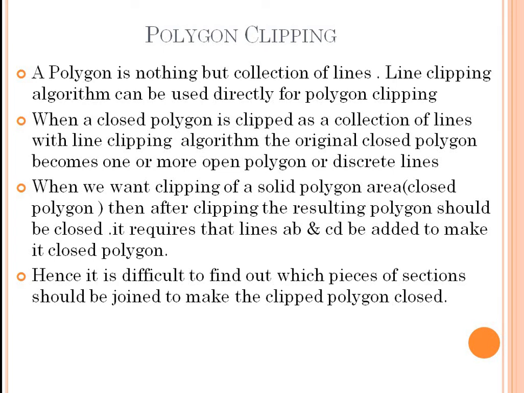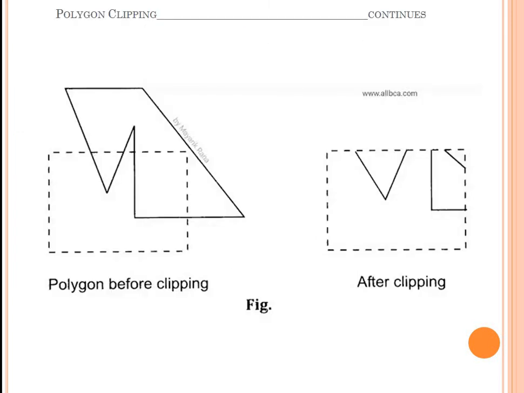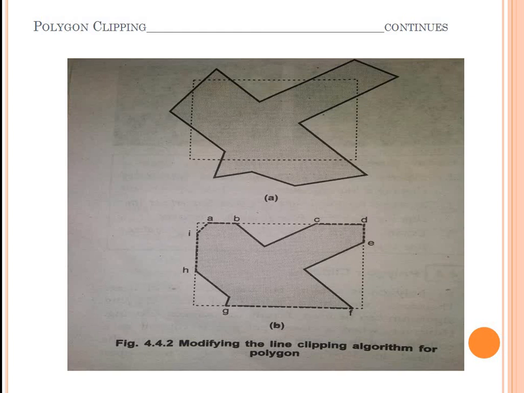In polygon clipping, the polygon is a closed solid area, hence after clipping it should remain closed. To achieve this we require an algorithm that will generate the additional line segments which make the polygon a closed area. In this figure, the lines AB, CD, DE, GF and HI are added to the polygon description to make it closed.